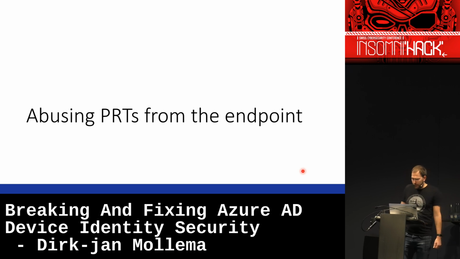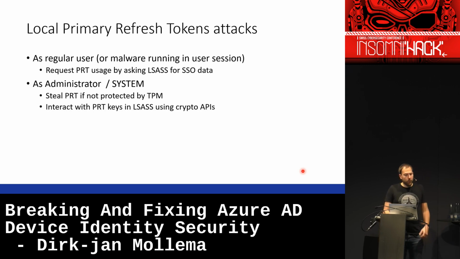So just looking at how this PRT is used and what we can do with this from the endpoint, there are quite some attacks that you can do if you are an attacker on a system that has a primary refresh token. Similar to how single sign-on works in on-prem AD cases, as a regular user, any process can request data for single sign-on purposes. So it can just say, hey, I want to sign into this app, please give me some single sign-on data. So a regular user can request to use this primary refresh token by asking LSASS nicely, basically.